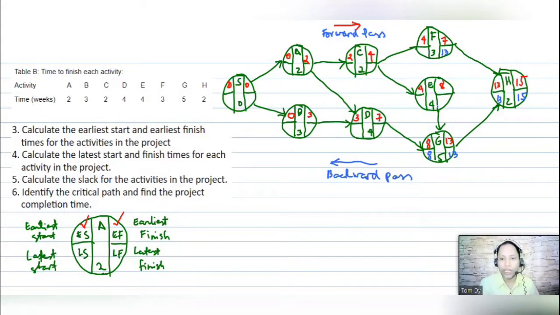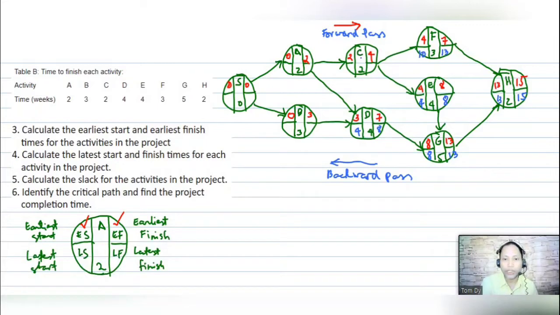So 8 is copied here from this arrow, and this one is also 8. Then 8 minus 4 is 4. For this part, 8 minus 4 is also 4. Now we go back to this one: 13 minus 3 is 10.